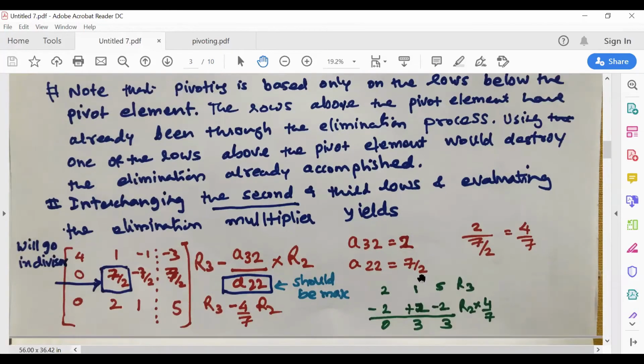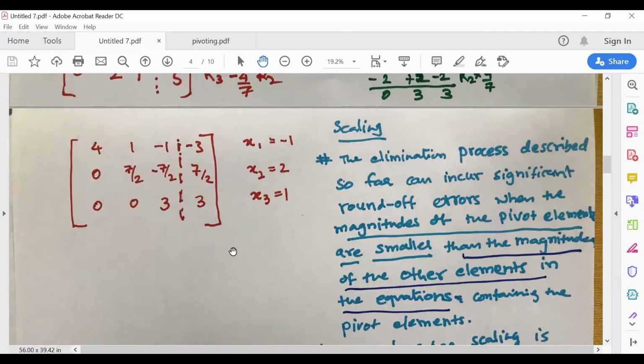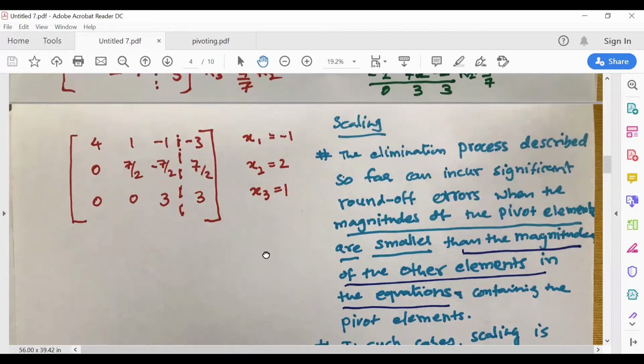And now interchanging the third and second row. So the answer is that. It is very straightforward. Again, I would repeat, this is the upper triangle, every system you want to make into an upper triangular system.